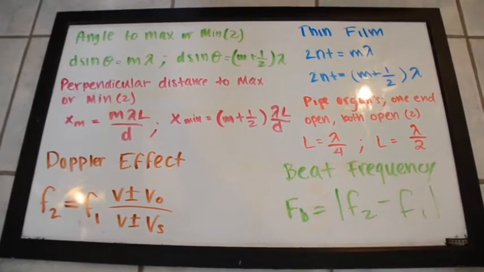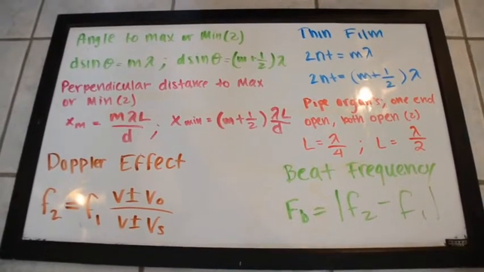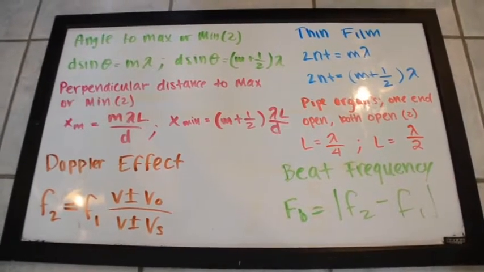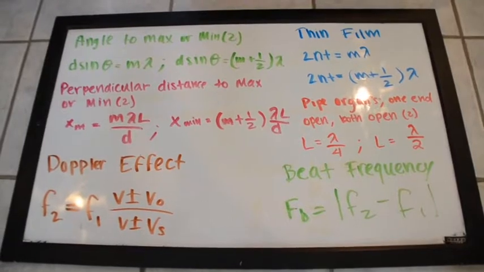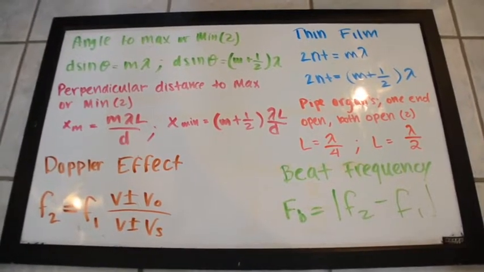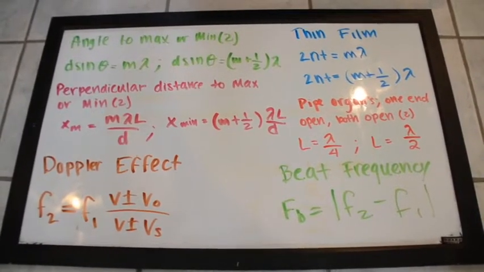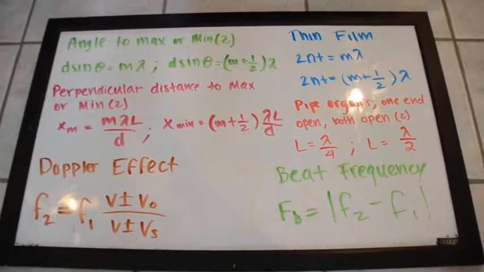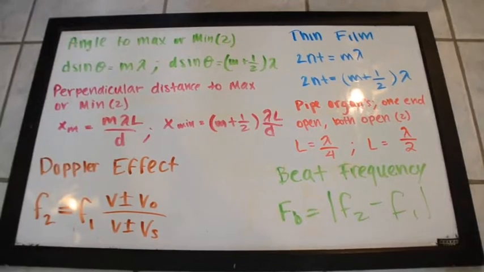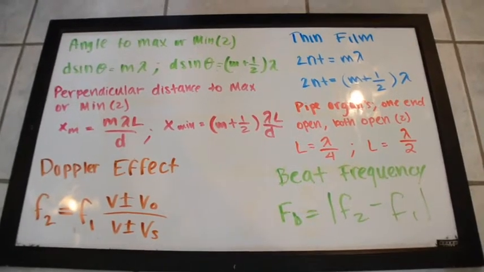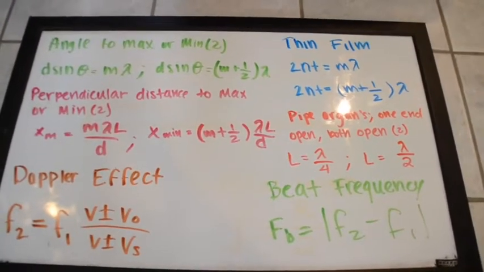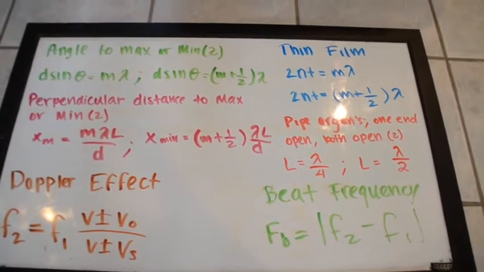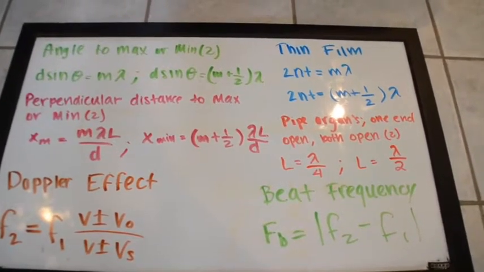The rest of the formulas are thin film, 2nt equals m wavelength. The next one is 2nt equals m plus 1/2 times wavelength. Pipe organs, one end open is L equals wavelength over 4. Both ends open is L equals wavelength over 2. The final formula is beat frequency, which is FB equals the absolute value of F2 minus F1.